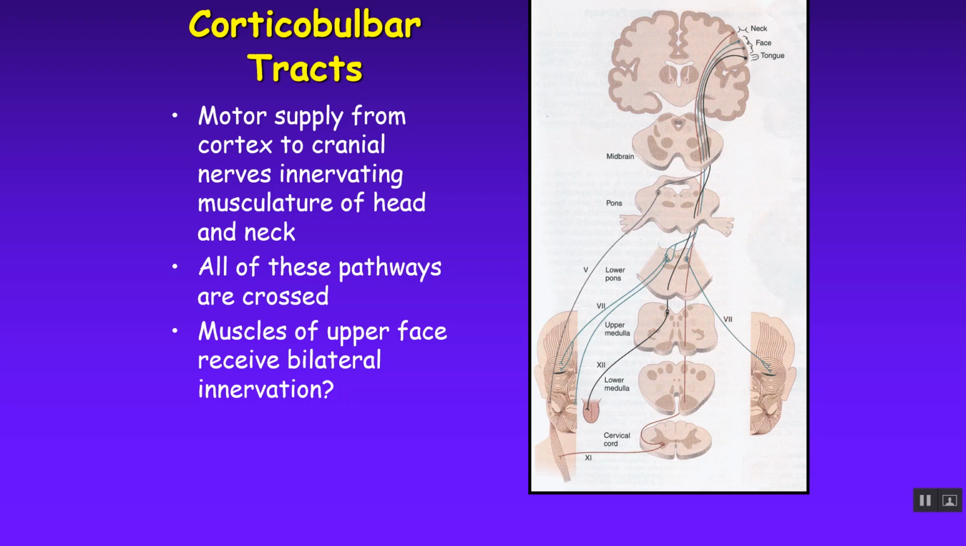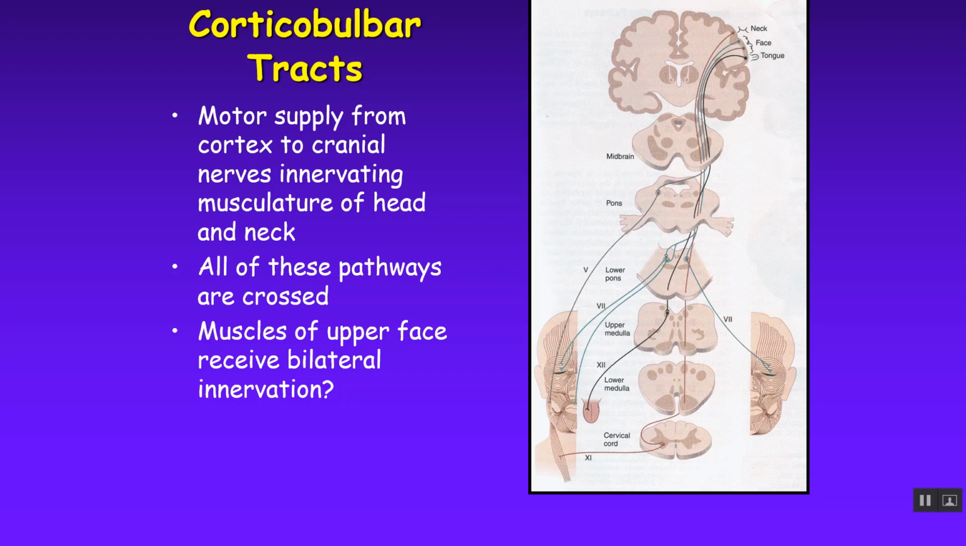We're just going to mention briefly the corticobulbar tracts. These are the motor supply to the muscles of your head and neck and mouth and tongue and those kinds of things, especially for voluntary movement. Okay, so this is corticobulbar.